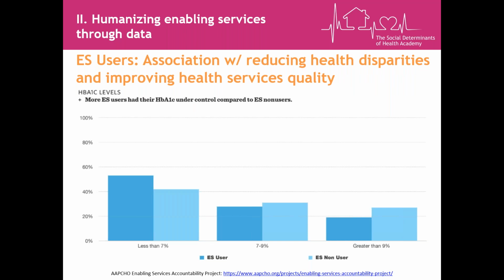So the results from this project were pretty exciting. The results indicated that enabling services utilization is associated with better diabetes outcomes, as demonstrated by this bar chart that compares enabling services users in the dark blue and non-users in the light blue. So for us, this project demonstrated the vital role of enabling services in reducing health disparities and improving health services quality. And also what we learned from this project is that having success in tracking good data on enabling services can help you demonstrate what is causing positive change for your patients with specific chronic conditions.